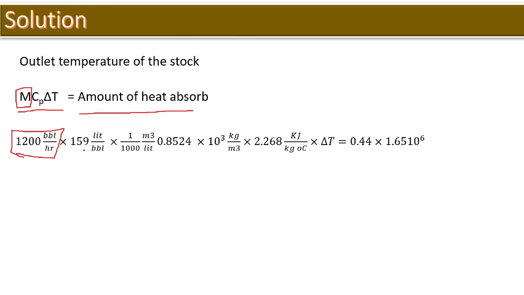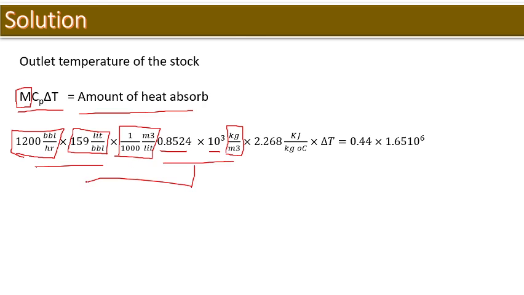We know that 159 liters per barrel is the relationship to convert the barrel into liters, and this is the relationship to convert liters into meter cube. And then the specific gravity into 10 to the power 3 gives the density in kg per meter cube. So if you multiply the volume by the density, that gives the mass in kg. Then multiply by the Cp, 2.268 kilojoules per kg per degree Celsius. So m Cp delta T is equal to 44%, that is 0.44, of this amount, 1.65 into 10 to the power 6 kilojoules.